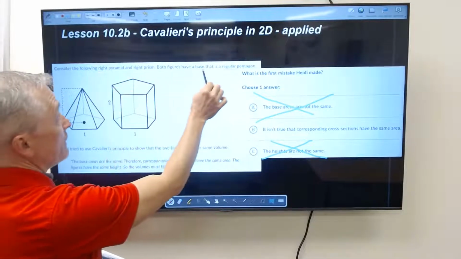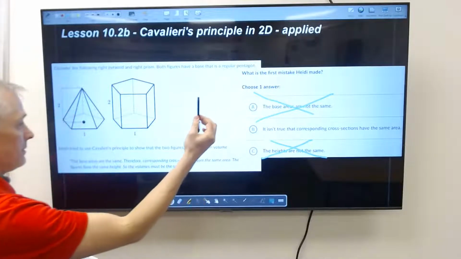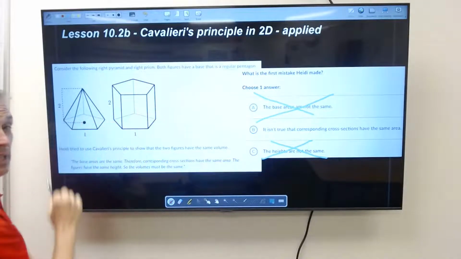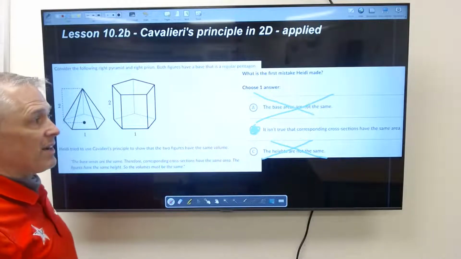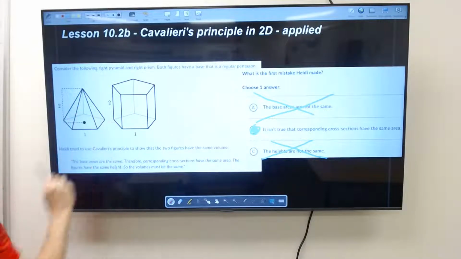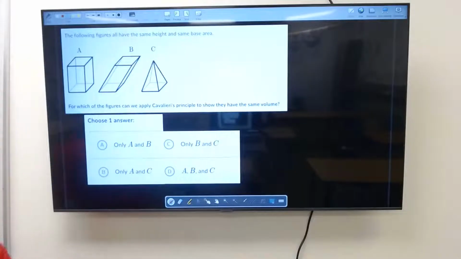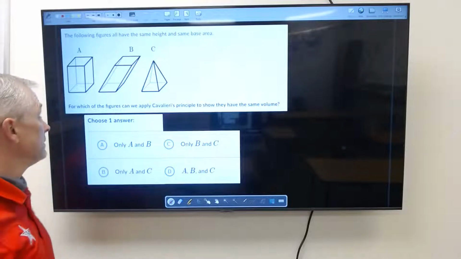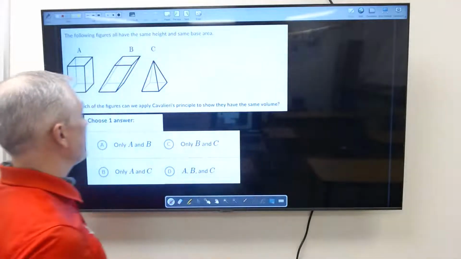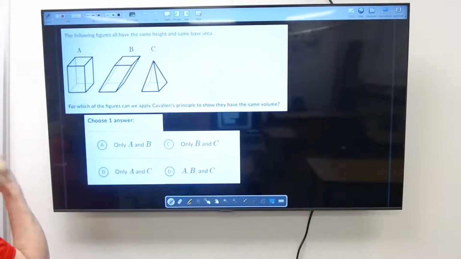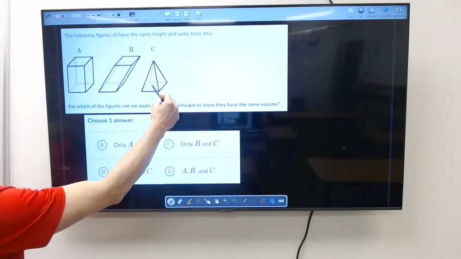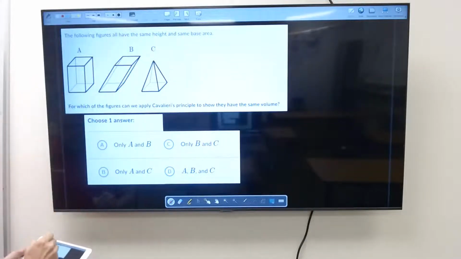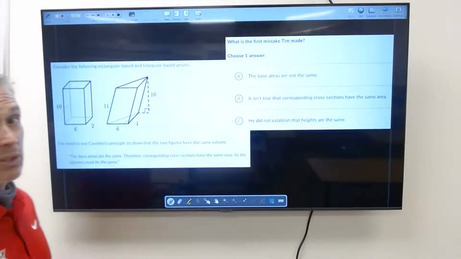It says both figures have a base that's a regular polygon. They both have the same height. It didn't say so, but the 2 tells us that. So all that's left is that the mistake was, it isn't true that corresponding cross sections have the same area. Just pick one, and that disproves it. Done. Don't stress about it. Following figures have the same height and the same base area. Which 2 can we apply Cavalieri's principle to show that they have the same volume? So now this is a 3D one. Same base, same cross section, same cross section, same cross section, same base, not same cross section. So A and B are our friends. So A and B. Done. No worries.